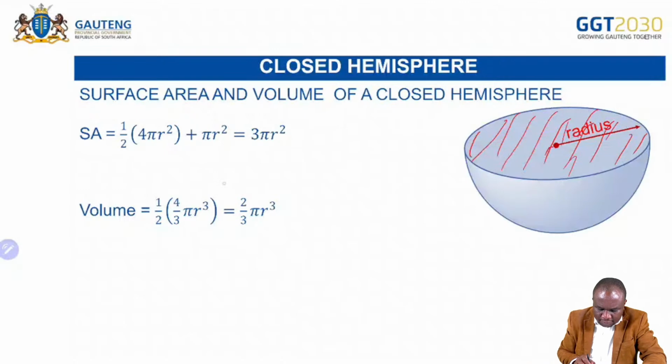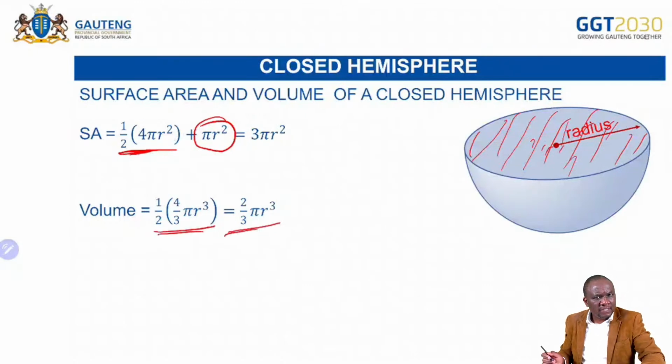So for a closed hemisphere, the surface area is half the surface area of the sphere plus this circle, the top part. Pi r squared is for the circle, the top part. But the volume does not change. It's just half of the volume of the sphere. It does not change. Okay?